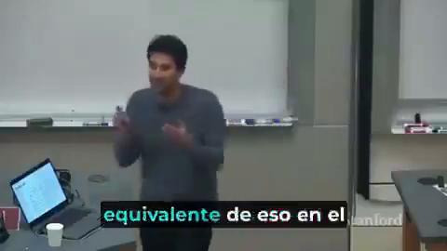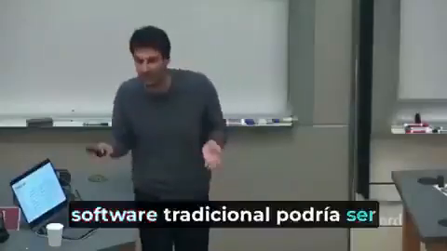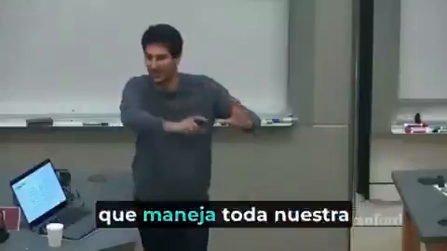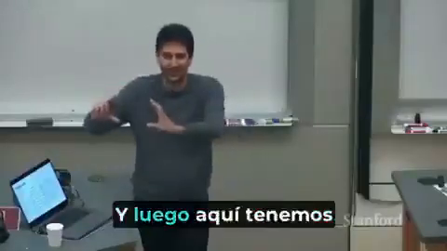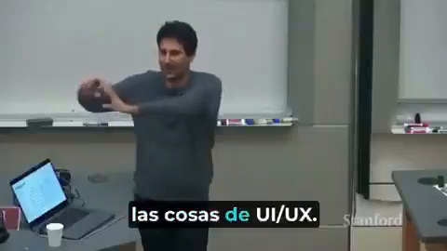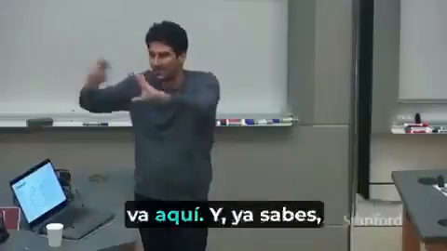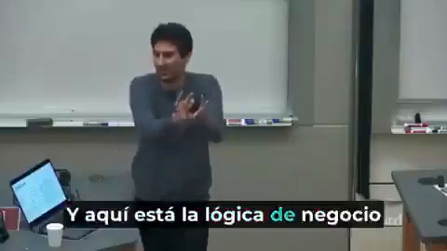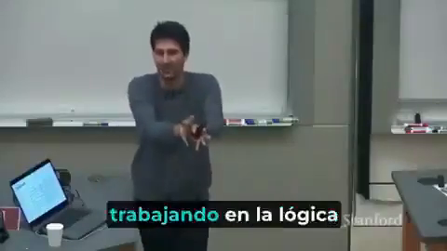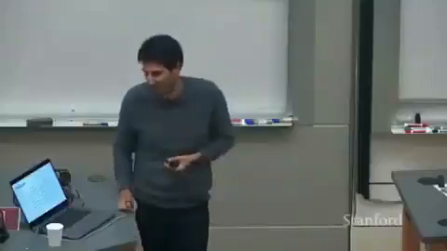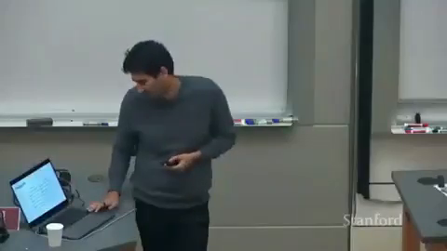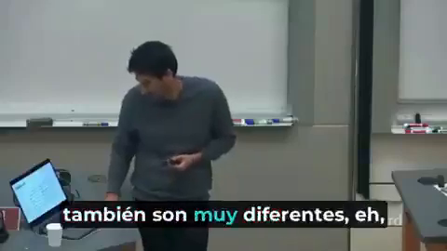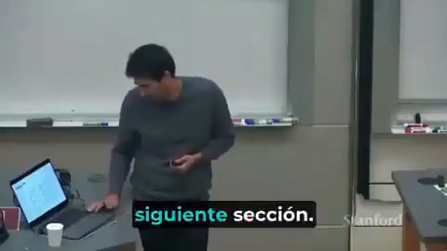When actually the equivalent of that in traditional software might be completely different. It might be we have a data engineer box right here that handles all our data engineering. And then here we have the UI/UX stuff. Everything UI/UX related goes here. And companies might structure it in very different ways. And here's the business logic that we want to care about, and there's 5 engineers working on the business logic, let's say. Testing and debugging is also very different, and we'll talk about it in the next section.